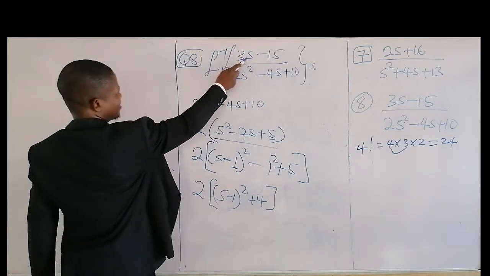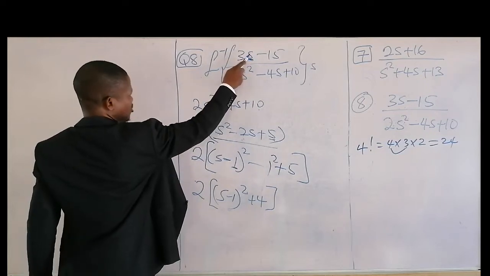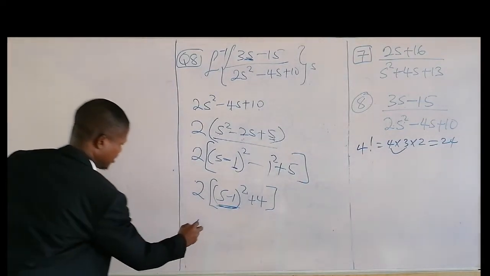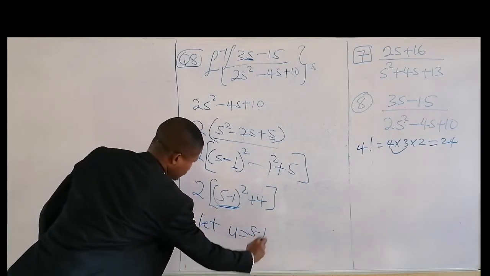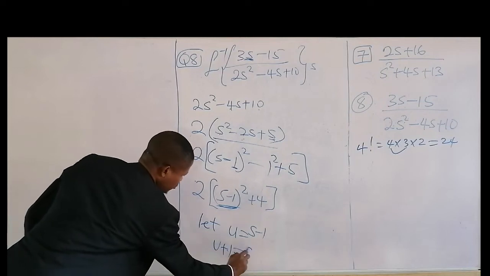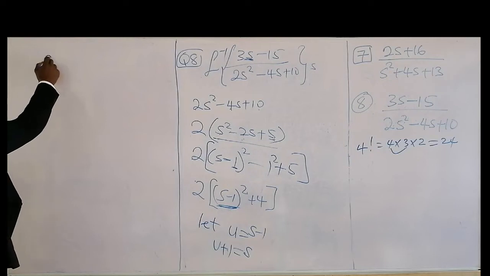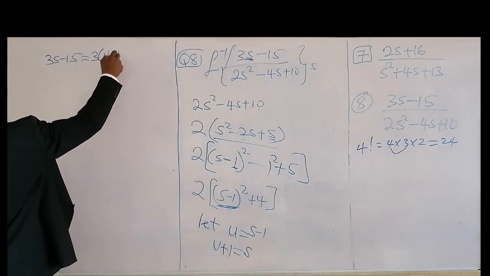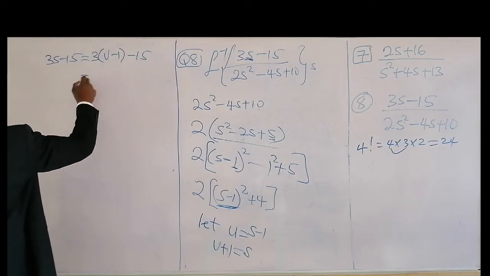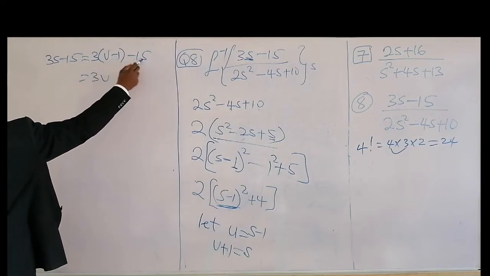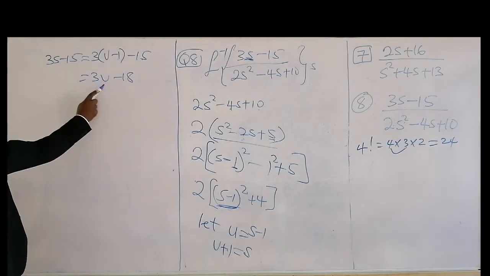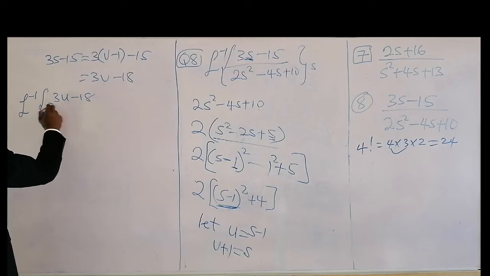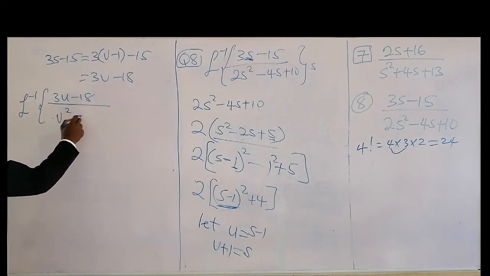What we have here is a signal showing that we can turn it to this form, x minus 1. So how do we do that? Let u equal to x minus 1. So u plus 1 is equal to x. So we can now go back to the numerator and substitute there. That'll be 3 times u plus 1 minus 15. That'll be 3u, minus 3 minus 15, minus 18. If you substitute your u back, you're going to get this same expression. So we are now having 3u minus 18 all over u squared plus 4.